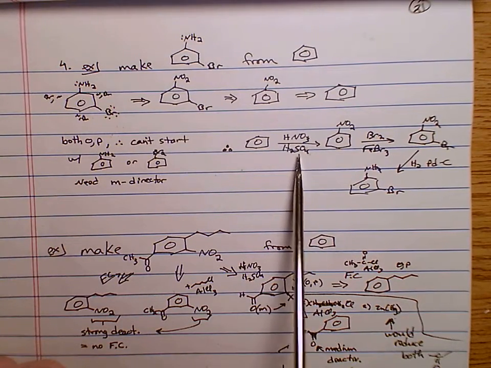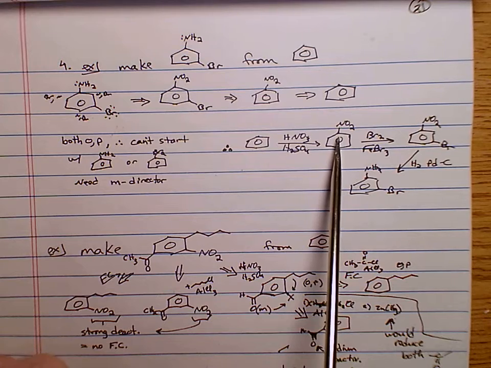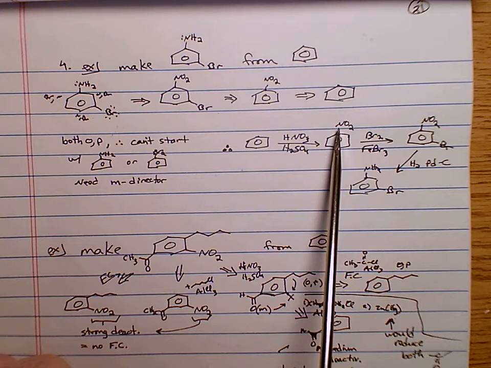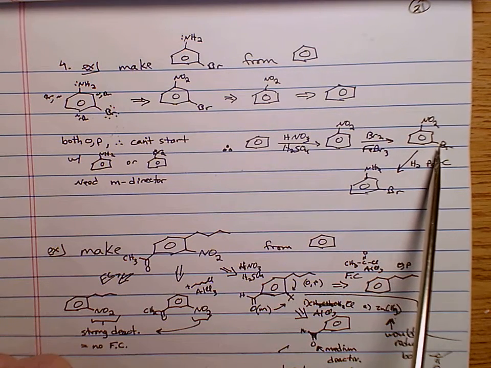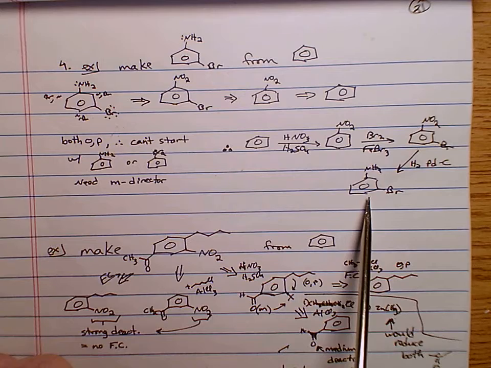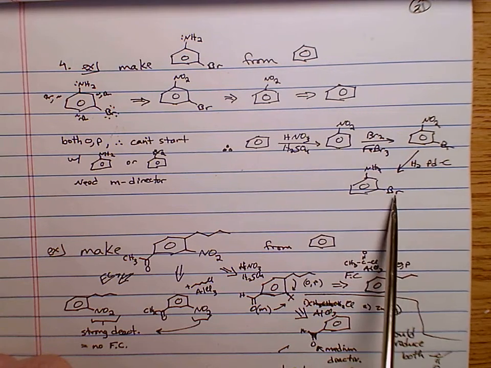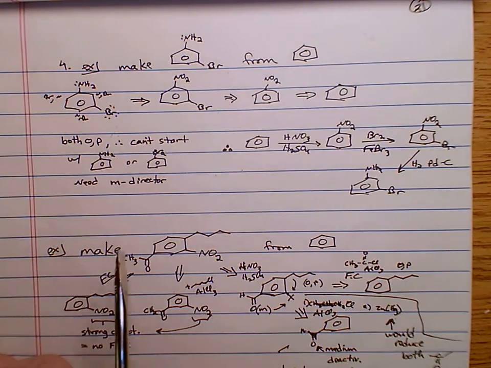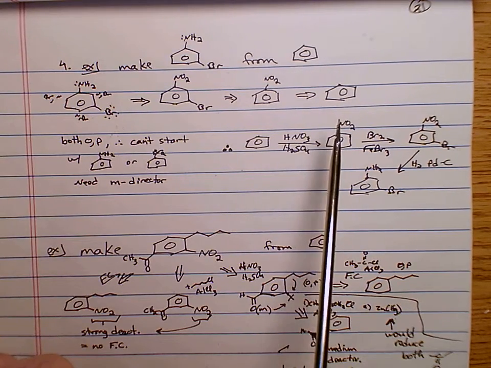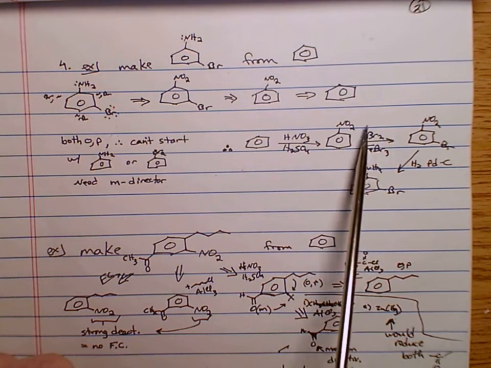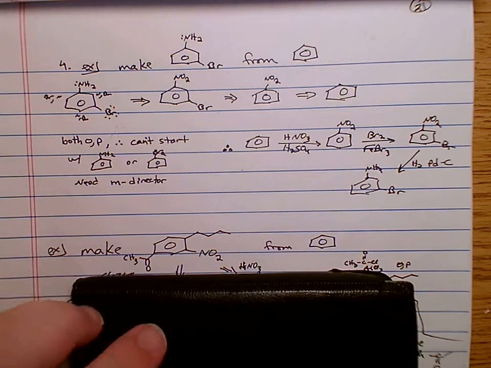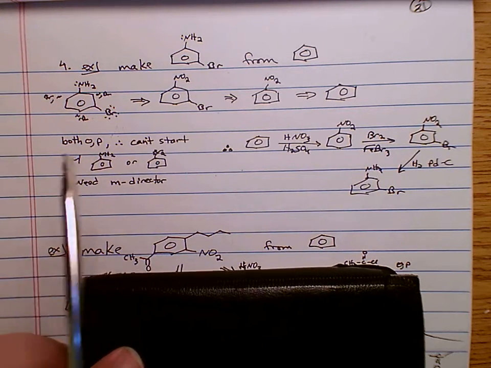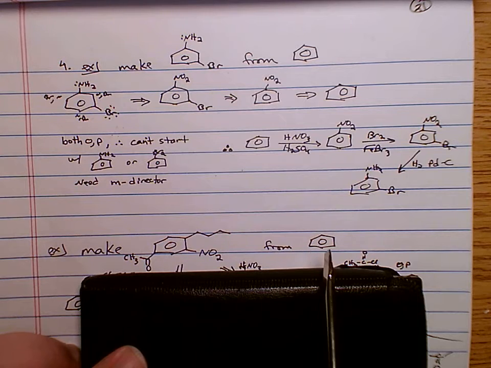So the first thing you're going to do is put the nitro group on to make nitrobenzene, and nitrobenzene is a meta director. So then you put the bromine on, and it'll go meta, then H2 palladium on carbon, and you make your meta-bromoaniline. But you have to put the nitro group on first, and you can't reduce the nitro group to NH2 until you add the bromine, because the nitro group gives us the meta director that we need.